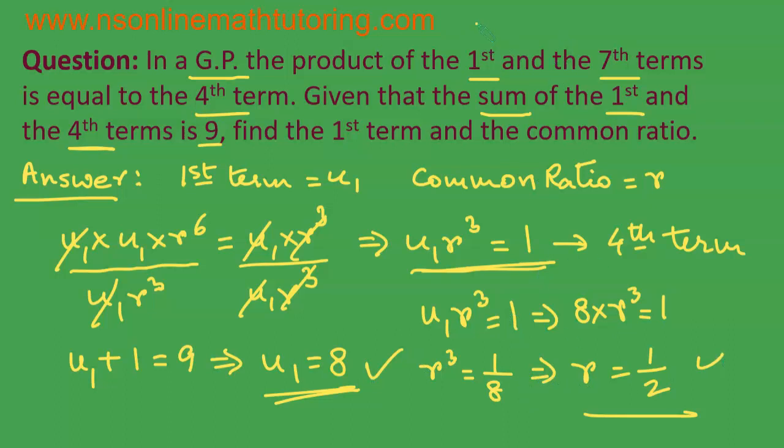So, we write our answer. u1 is equal to 8 and r is equal to 1 over 2. I have written what is u1, that is the first term, and what is r, that is the common ratio. Okay.